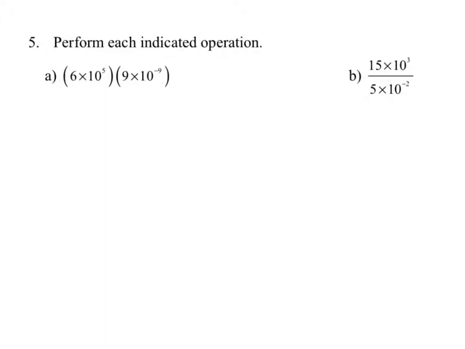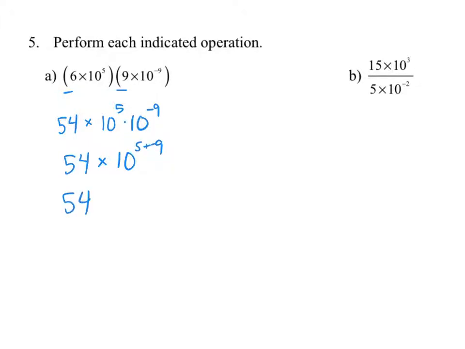Now we will multiply 6 times 10 to the 5th times 9 times 10 to the negative 9 power. We are going to multiply the 6 and 9 together to get 54. And the 10 to the 5th and 10 to the negative 9, we're going to use the product rule for exponents, where the bases are the same. 10 to the 5th times 10 to the negative 9, we're going to add those exponents together to get 54 times 10 to the 5 plus negative 9, 54 times 10 to the negative 4 power.